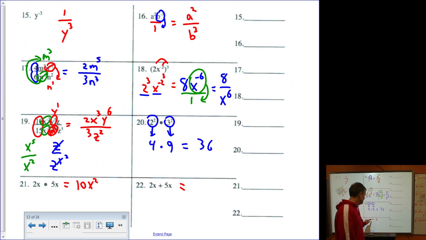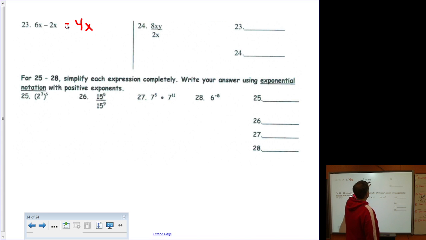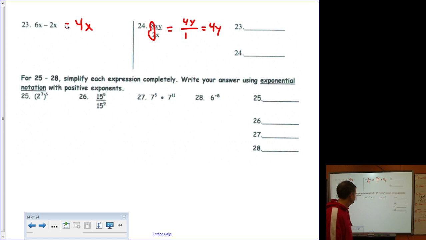When you add like terms together, you just add the coefficients, you don't change the variable. When you subtract like terms, you just subtract the coefficients and don't change the variables. And when you divide, we would do 8 divided by 2, that's 4 over 1. The x's, you've got 1x on top and 1x on the bottom. They would cancel out, leaving you with no x's. And there'd be a y on top. But 4y over 1 is better written 4y.